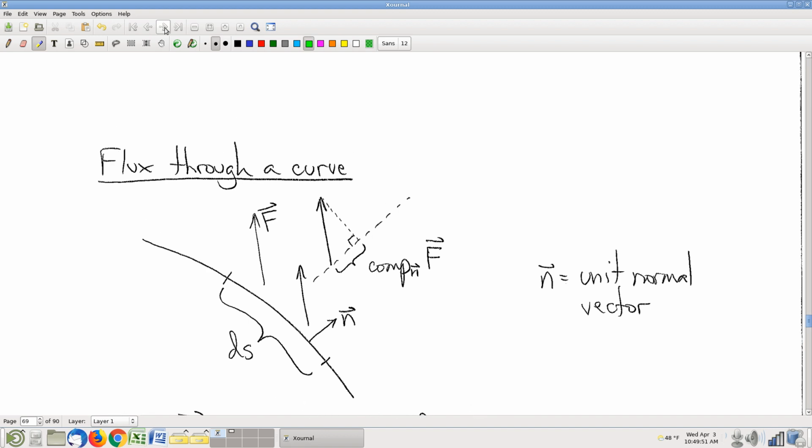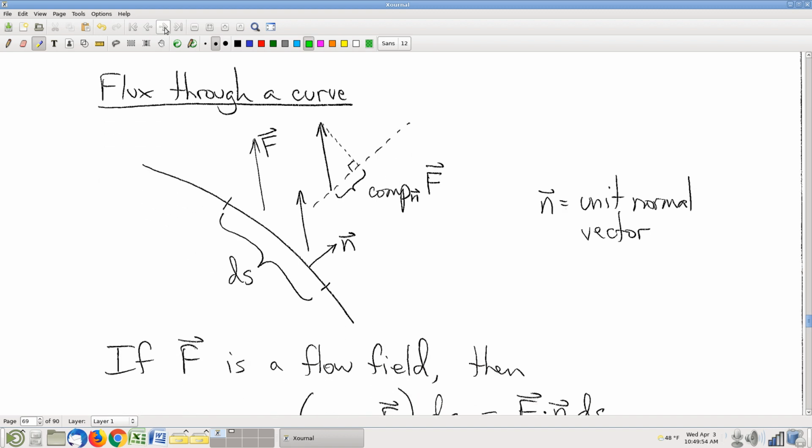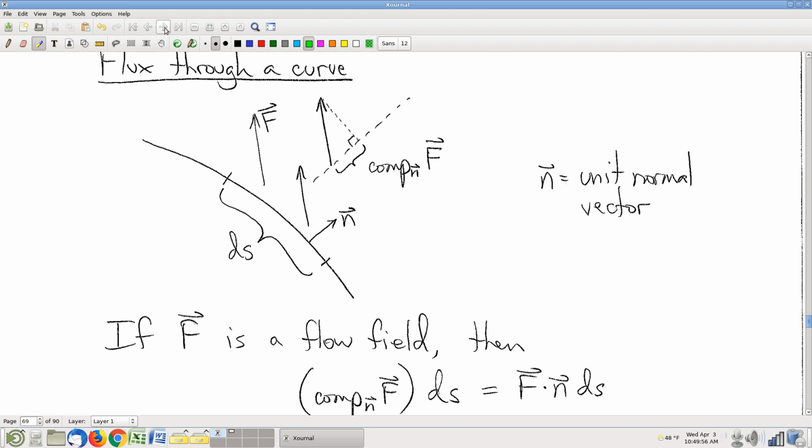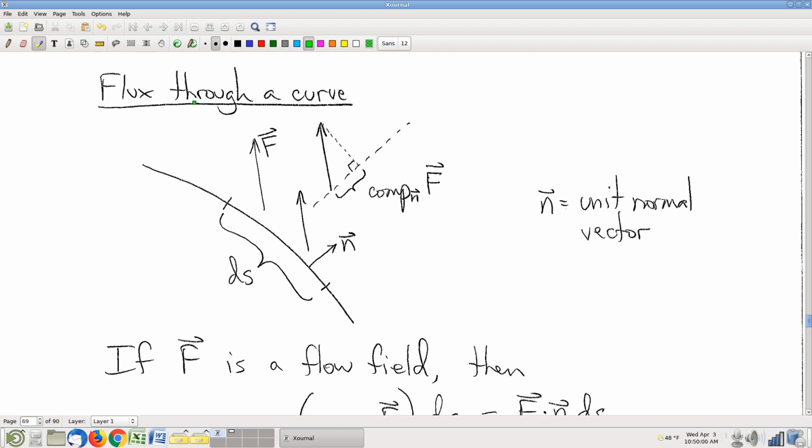Here's what we're going to consider. We're going to consider what we mean by something called flux through a curve. This word flux you've probably not seen before. Flux says we've got a vector field. Vector fields could represent lots of different things. In this context, let's pretend our vector field represents flow of a fluid.